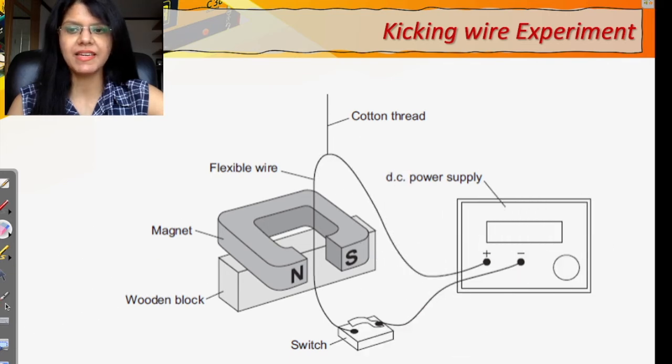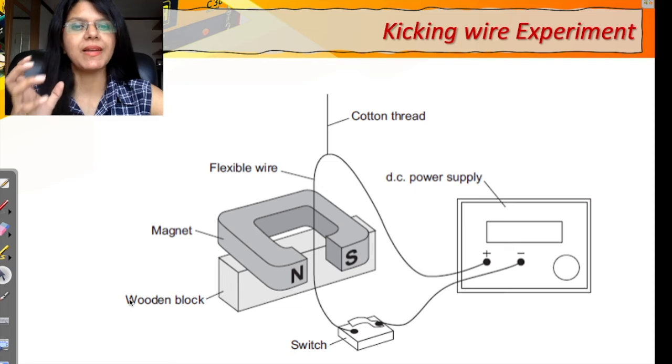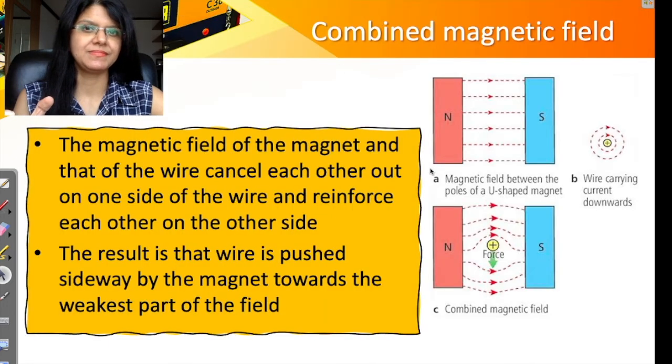This is called the kicking wire experiment. Very, very easy to understand. Very simple. If you understand Fleming's left-hand rule, and if you understand that a conductor carrying current and placed in a magnetic field experiences a force, you can easily understand the kicking wire experiment.